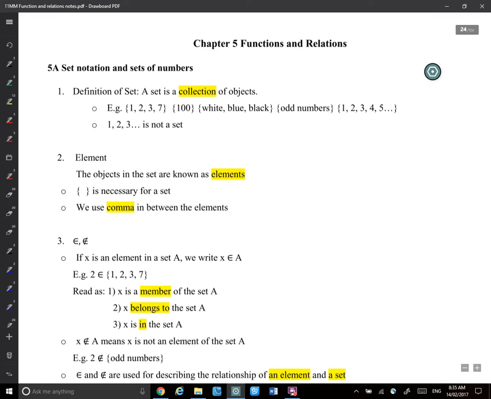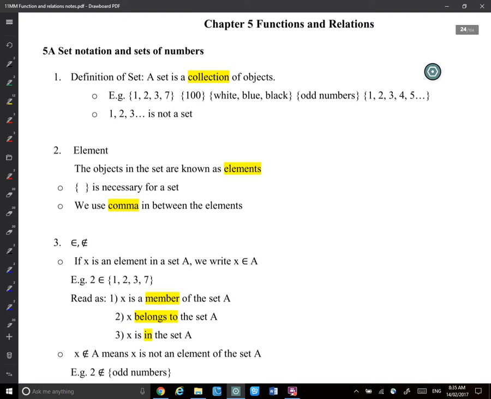In Year 10, we talk about functions and relations. So the first exercise is to talk about set notations as a set of numbers. In Year 10, we talked about sets in probability. So what is a set? A set is a collection of objects.